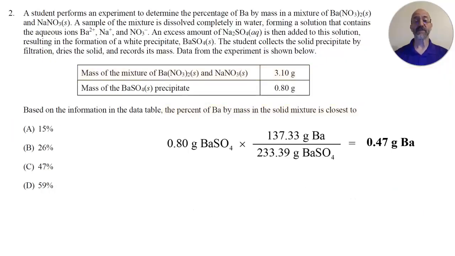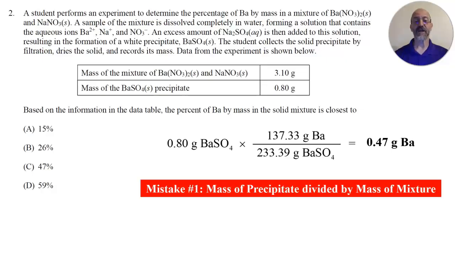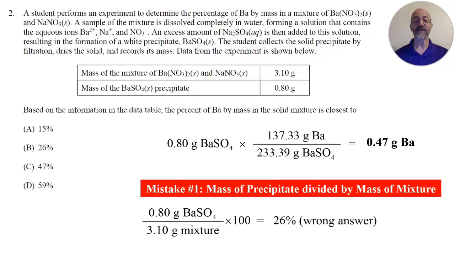Now, as an AP chemistry student, it's important for you to understand that the people who write multiple choice questions for the AP chemistry exam are well aware of common student mistakes. Here is our first mistake. A student took the mass of the precipitate, which was 0.80 grams, and they divided by the mass of the mixture, which is 3.10 grams. If they did that mistake, they would get 26%. It's the wrong answer, but it's also listed as choice B.